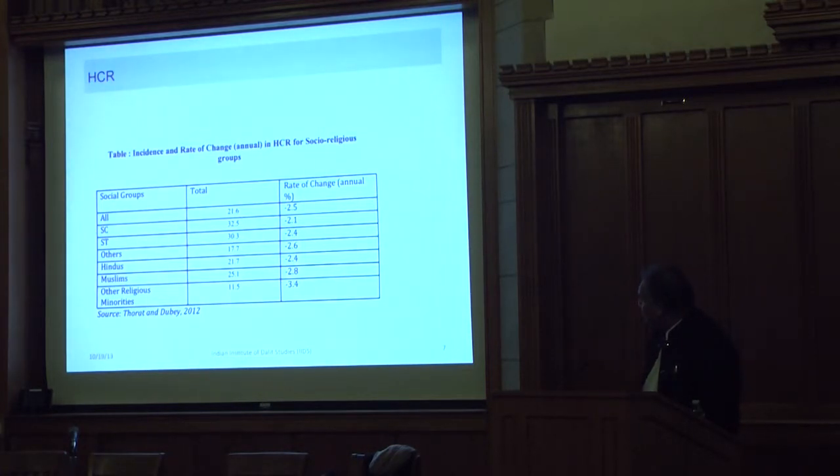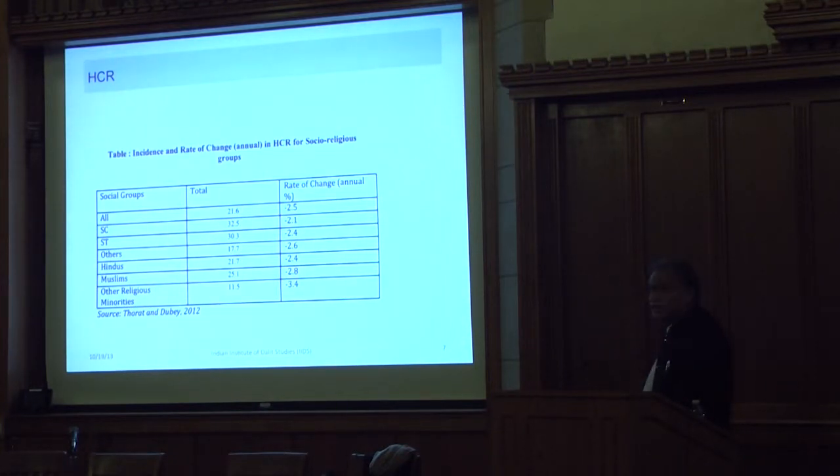The overall poverty is 21.6. For scheduled caste it is 32. For scheduled tribe it is 30. For others it is just 17. For Hindus it is 21. For Muslims it is 25. And for other religious minorities 11. Now you can see the disparities in the poverty. The poverty of scheduled caste and scheduled tribe is certainly very high, but it goes down. It is much lower among the others. Muslims also it is relatively high.